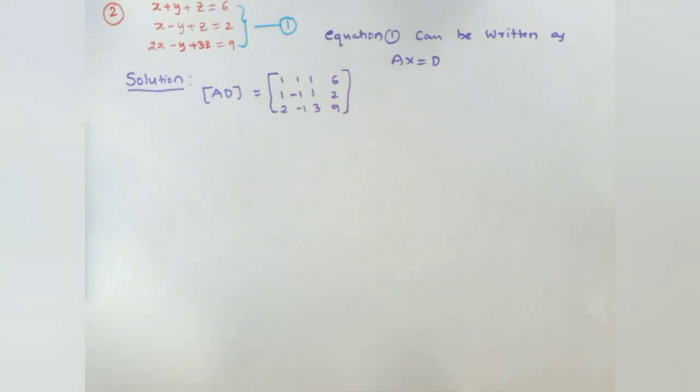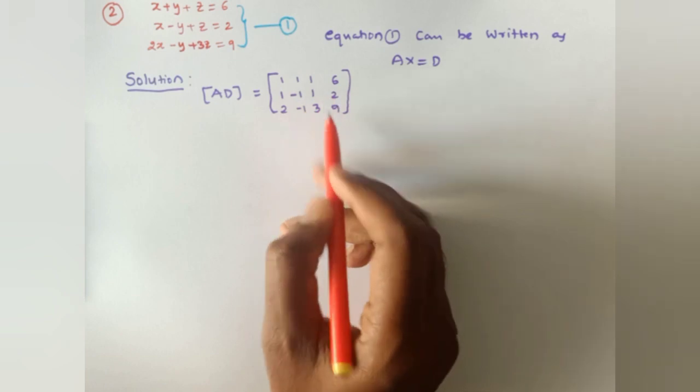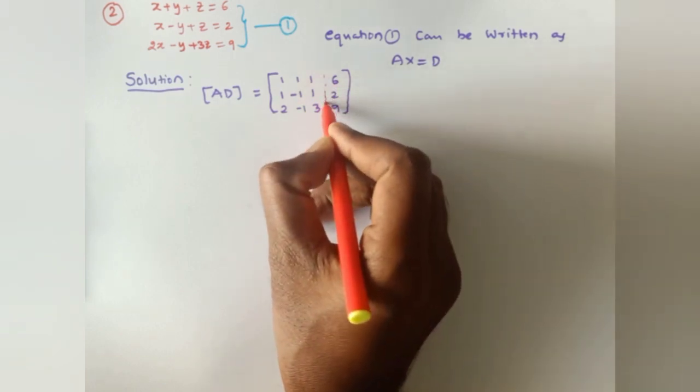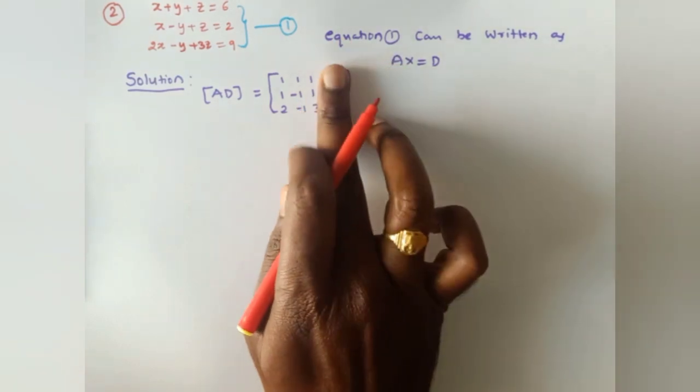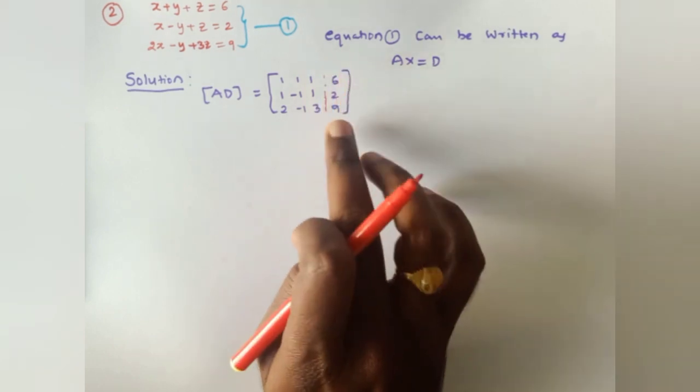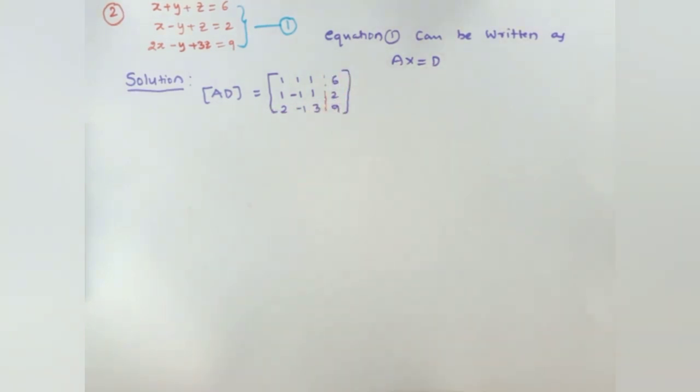So directly you can find the rank for this entire one. So we can separate here A and D. Up to here this is A, and this entire thing is the augmented matrix. So we need the rank of A and the rank of AD. So find out the rank for the AD.